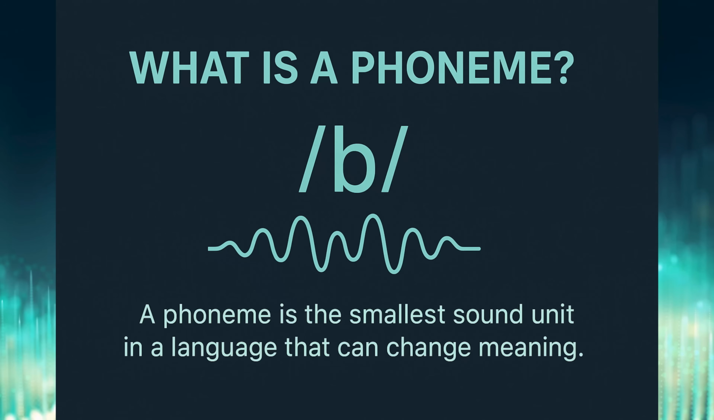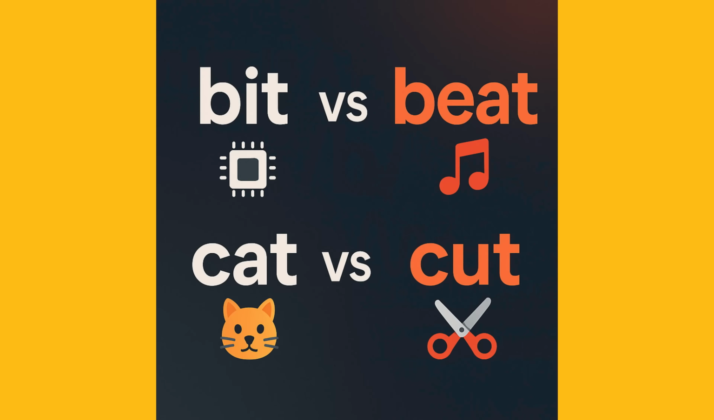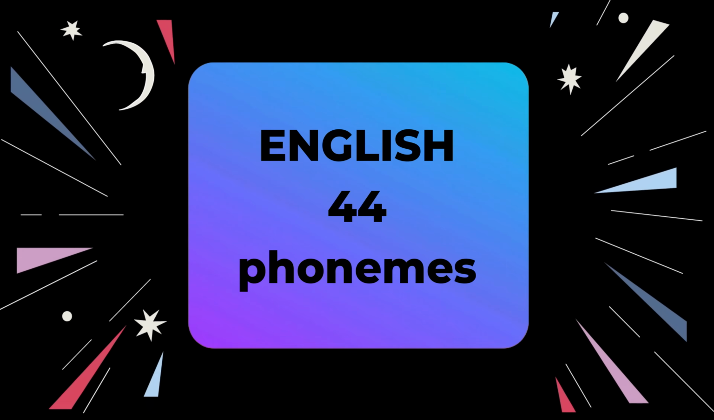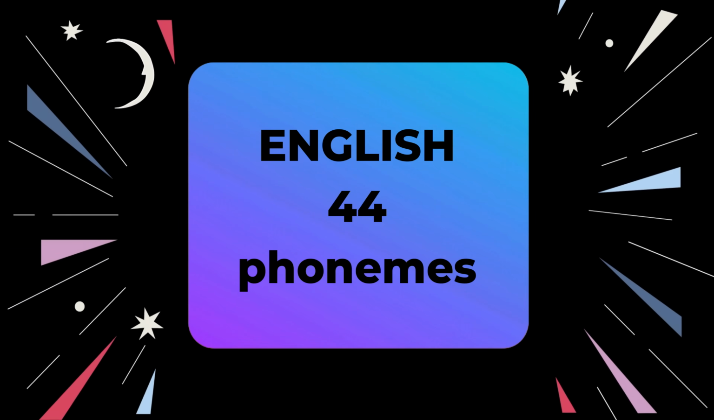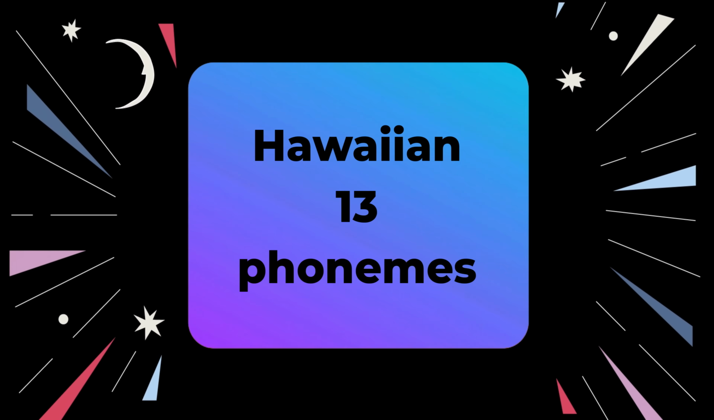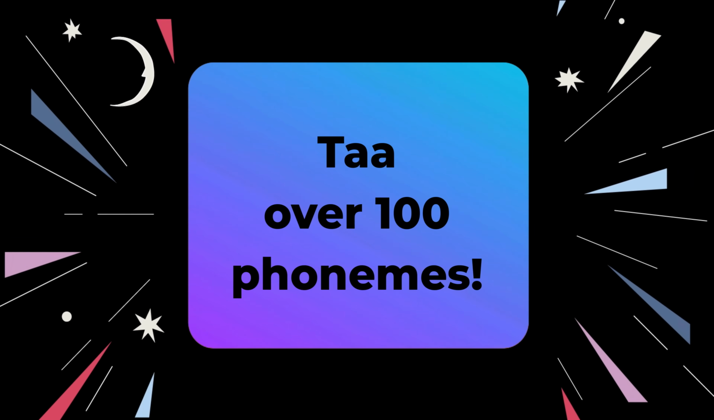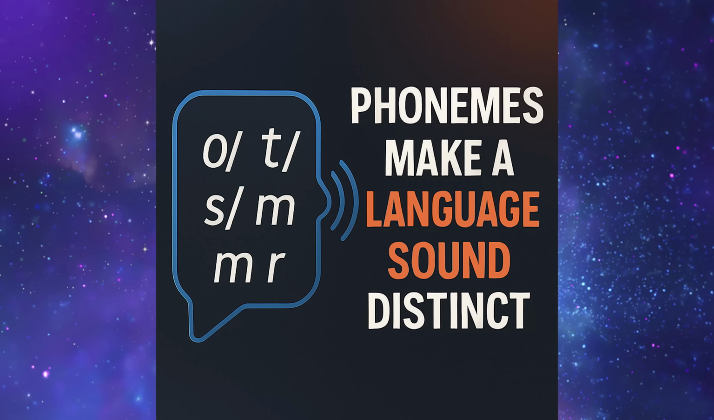A phoneme is the smallest sound unit in a language that can change meaning. So for example, bit versus beat. One vowel sound changes, and so does the word. Cat versus cut, same thing. So English has around 44 phonemes, depending on the accent, but other languages have more or fewer. For example, Hawaiian has only 13 phonemes, but Ta, a language from Southern Africa, has over 100. So the number of phonemes in a language is part of what makes it sound distinct, and that's exactly why AI models need to learn them so carefully.